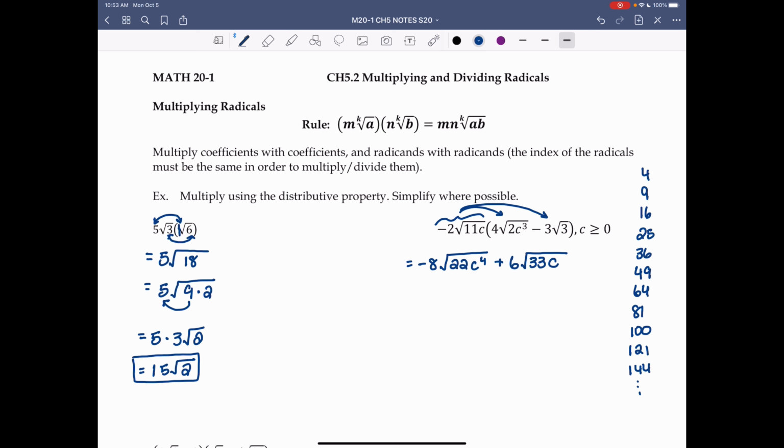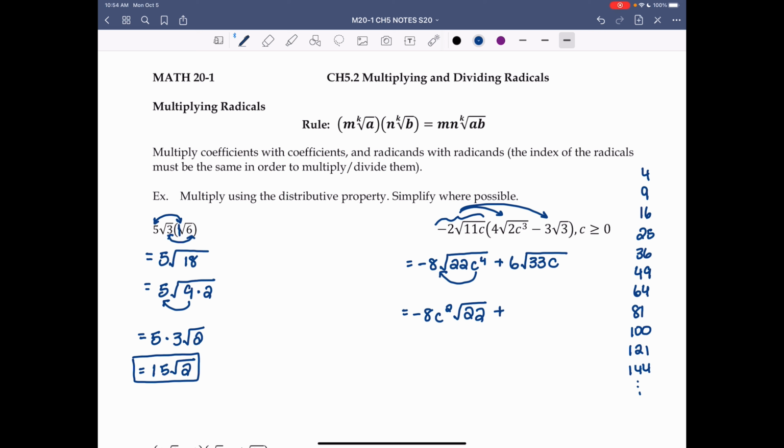What's the biggest perfect square that divides 22? Half of 22 is 11, so it can't be any bigger than that. So we're looking at 9 and 4 for our options. 22 divided by 9 is a decimal, and 22 divided by 4 is a decimal. So that just means we cannot simplify this any further. We can simplify the square root of c to the 4. Negative 8 square root of c to the 4 is c squared. We're dividing the exponent by the index, so 4 divided by 2 is 2. Square root 22.